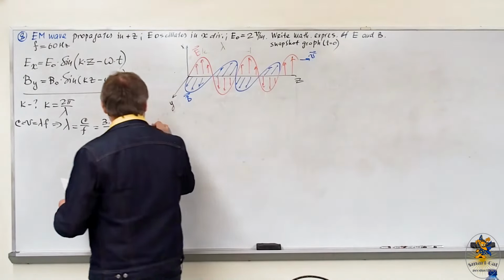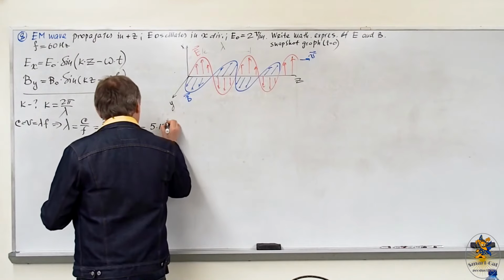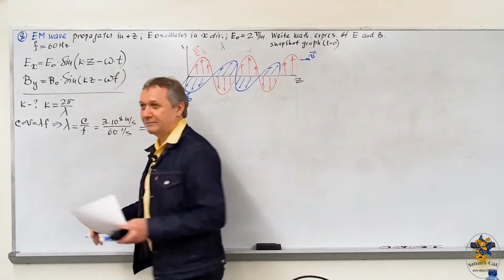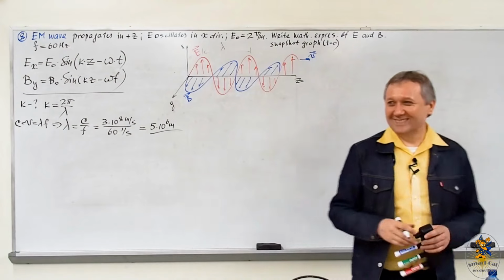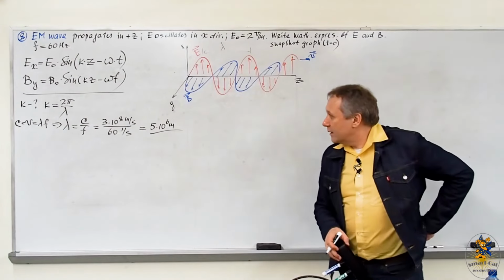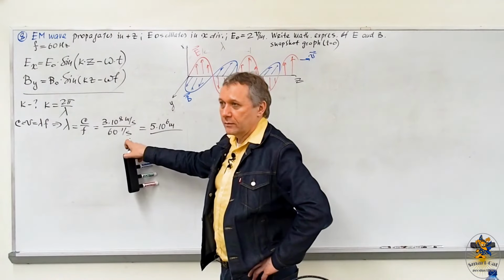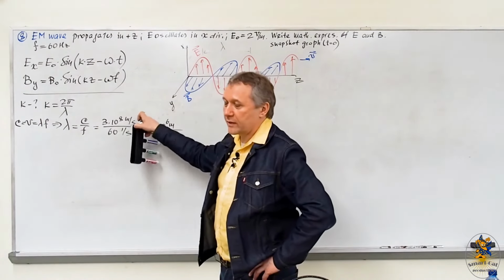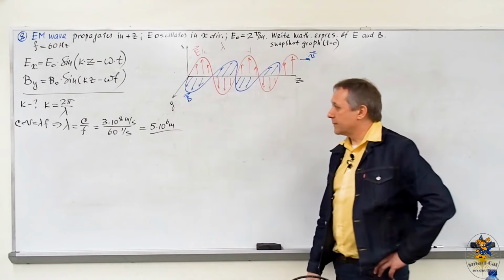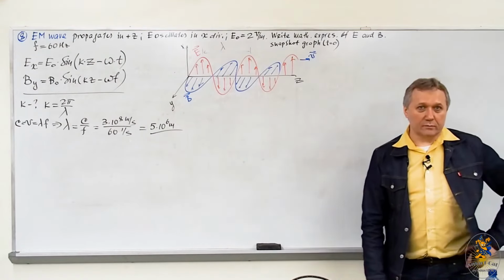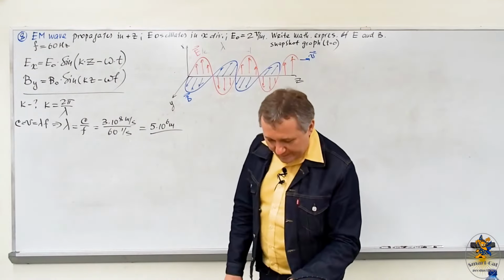So it's 5 times 10 to the power of 6 meters. Don't try to imagine it. 60 hertz is 60 1/seconds. Just to see the cancellation of seconds. So it's a gigantic velocity. Oh, it's wavelength. All right.